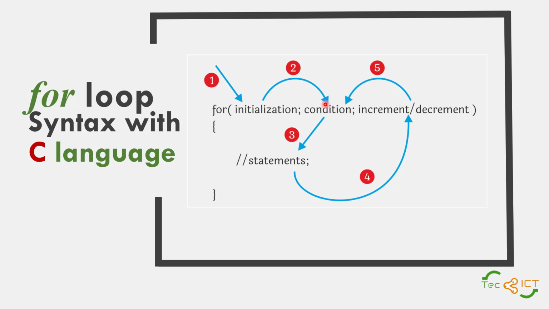After that, the program checks the condition. If the condition becomes true, again statements are executed. Likewise, here the iteration continues until the condition becomes false. This is how the for loop is executed.